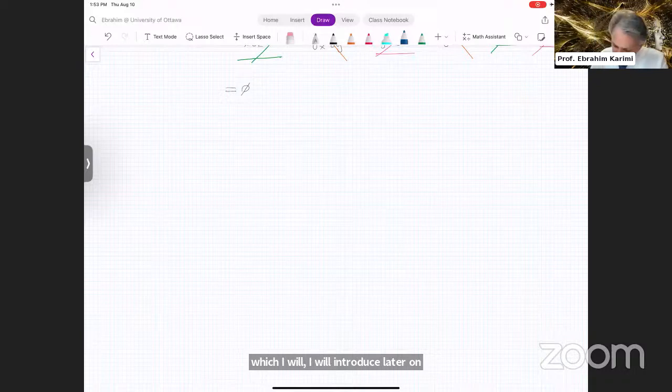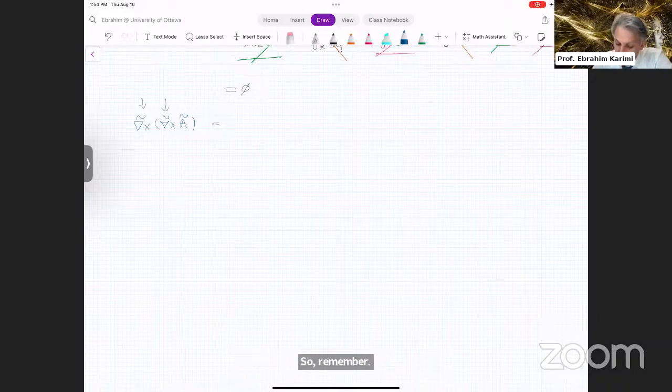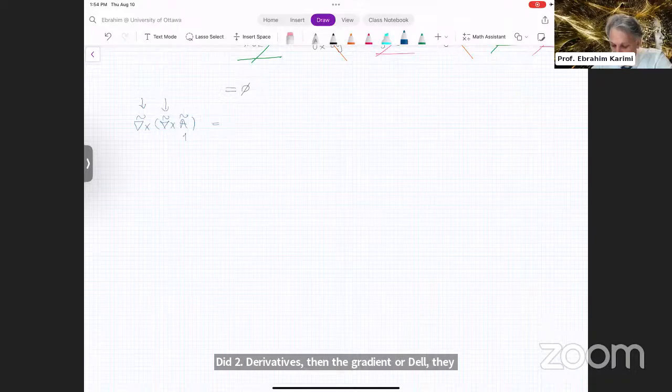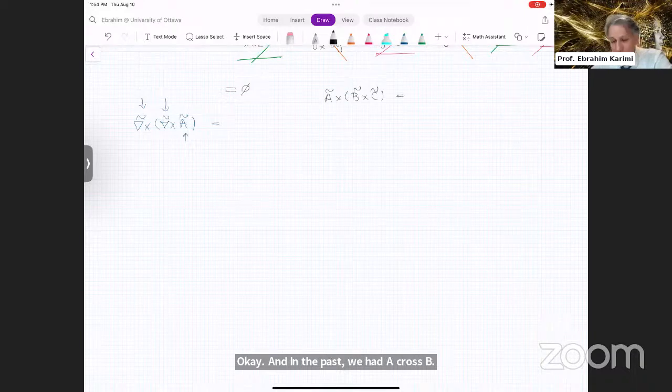We have another one which is very, very important, the curl of a curl of a vector. That is really important. And how does that work? Remember, the derivatives, the gradient or del, will act on a vector A. In the past, we had A cross B cross C. If you remember, that was the triple product.